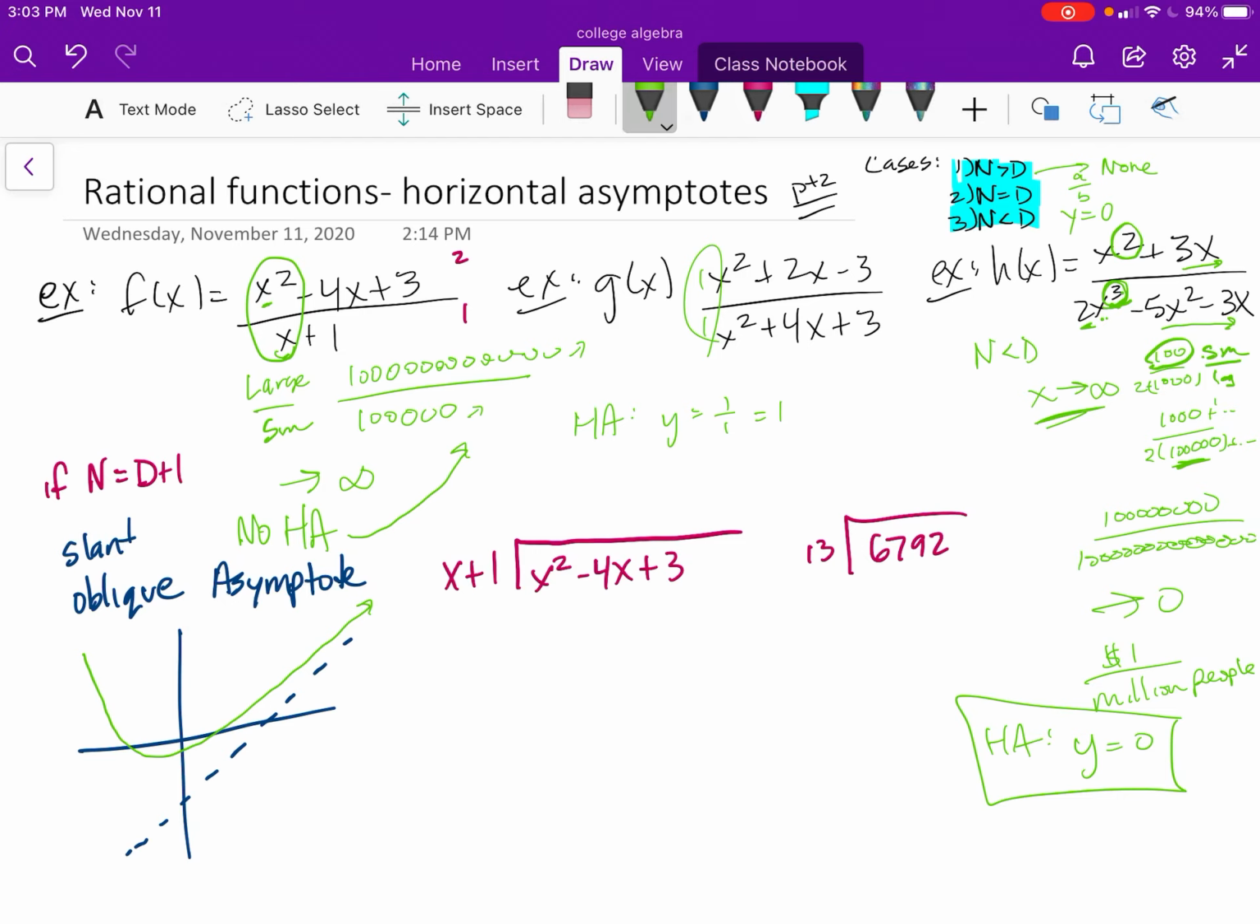If we ask 13 into 6792, how you do it by hand is you say, all right, 13 doesn't go into 6, right? But it does go into 67. And that would be, I believe, 5 times, I think. Okay, so same thing here. We want to line up our answers.